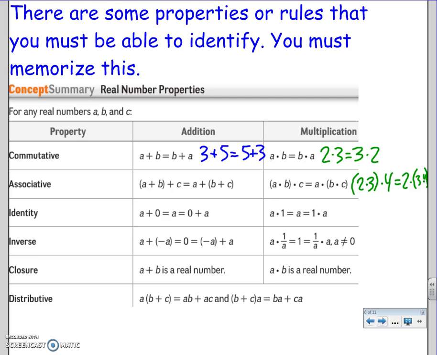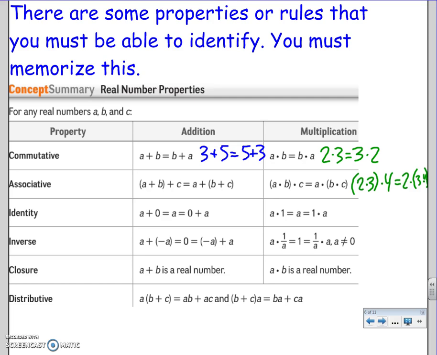All right, next is identity. Your identity doesn't change. So this is where you have zeros and ones. When you have A, it's A plus 0 equals A. Well, you know that. And then 0 plus A is still A. Multiplication, what do you multiply by to stay yourself? A times 1 is A.